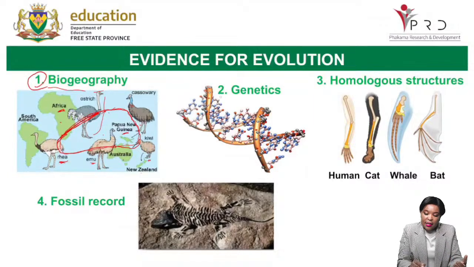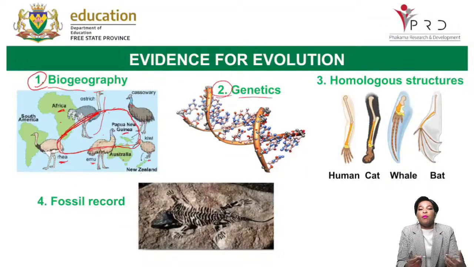Then the second evidence that they use is genetics. Genetics is the most common one. I think it's the most understood one that gives you the similarities between the nitrogenous bases, or the sequences of the nitrogenous bases, between species.